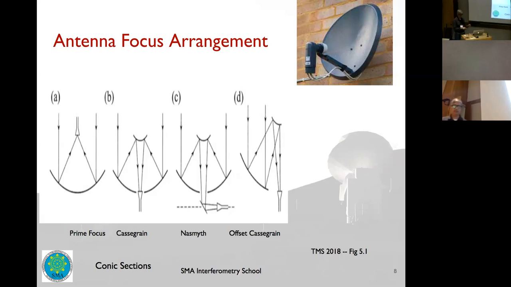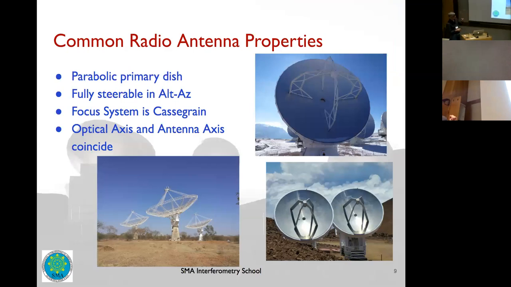Okay. So we talked about the parabola, that's the primary dish, and this is a very common design. Telescopes use this pretty much everywhere: you have the SMA, and this is the GMRT, again a big dish. It's a simple system, a Cassegrain. The advantage is that the optical axis and the antenna axis will be coincidental in this case.